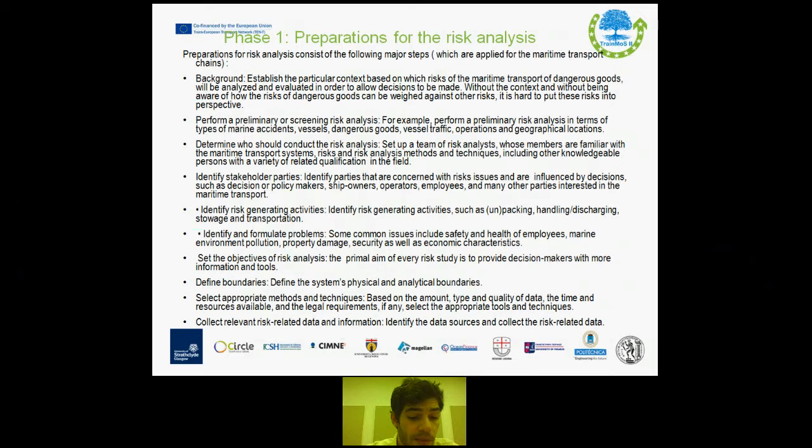Then select the appropriate methods and techniques based on the amount, type, and quality of data, the time and resources available, and the legal requirements, if any. Select the appropriate tools and techniques, while finally collecting relevant risk-related data and information through the identification of data sources and the collection of risk-related data.